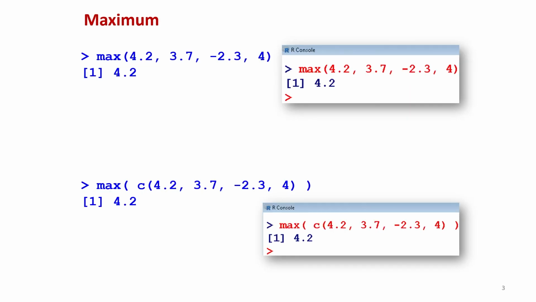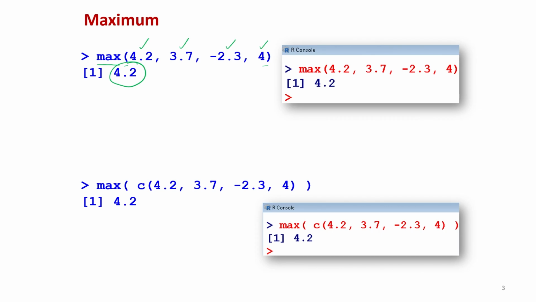Before we go forward, let me give you one example to explain some fundamental concepts. Suppose I want to find out the maximum of some values. Then the command here is max, M-A-X. And now suppose I have four values, 4.2, 3.7, minus 2.3 and 4. And if I want to operate this max function, then how to do it? The rule is, as shown here, that you write max and inside the parentheses you write all the values separated by commas. And you can see here you will get the outcome 4.2.